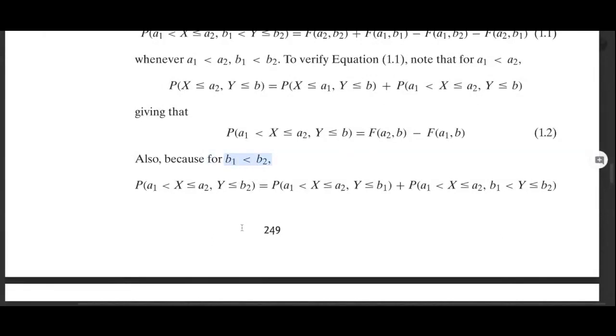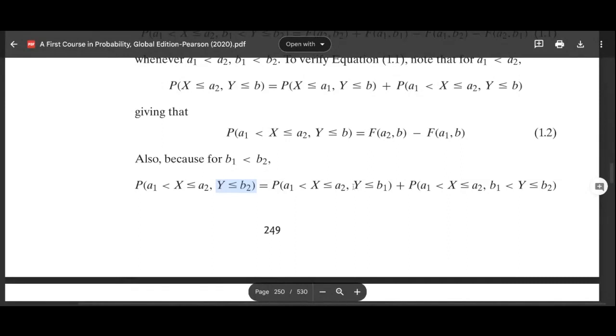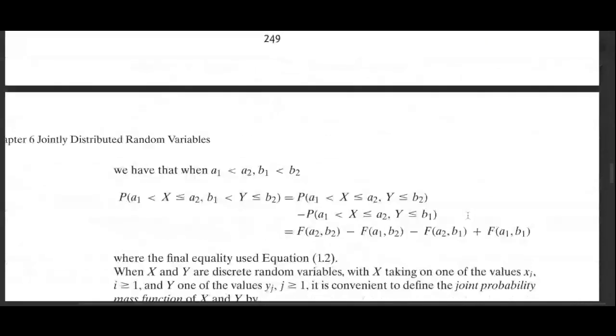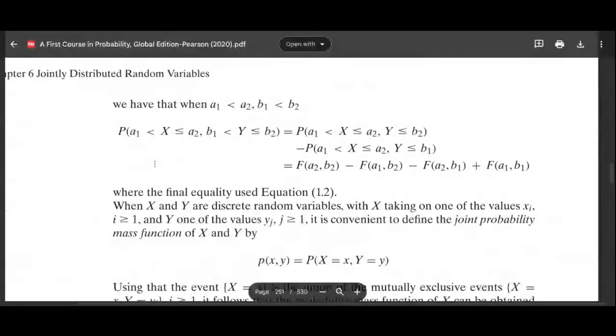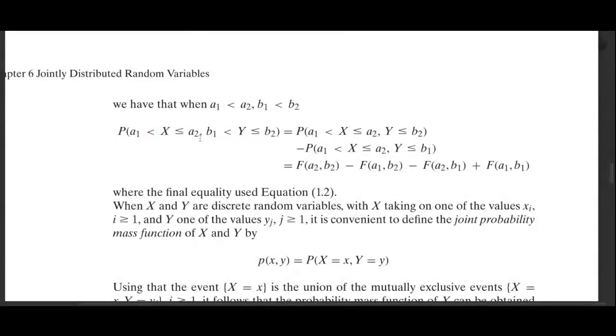Same thing for the variable Y. So this is a little proof of the statements before, all right? That's why I was saying it's better to write it the other way around.